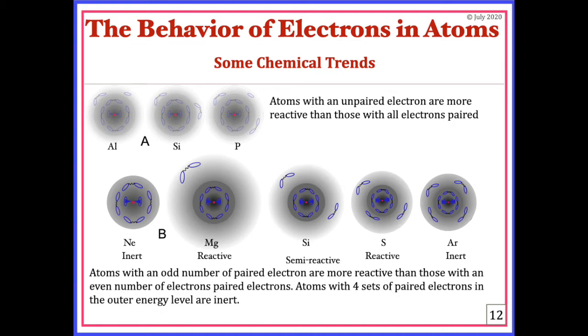That would mean that every even Z atom was inert, and they aren't. However, there is a chemical trend that odd Z atoms are more chemically reactive than their nearest neighbor even Z nuclei. Illustration A shows that aluminium and phosphorus, both of which have one spare electron, are more chemically reactive than silicon, which has all electrons paired. Chemists should have worked out why neon, Z equals 10, and argon, Z equals 18, are inert gases.